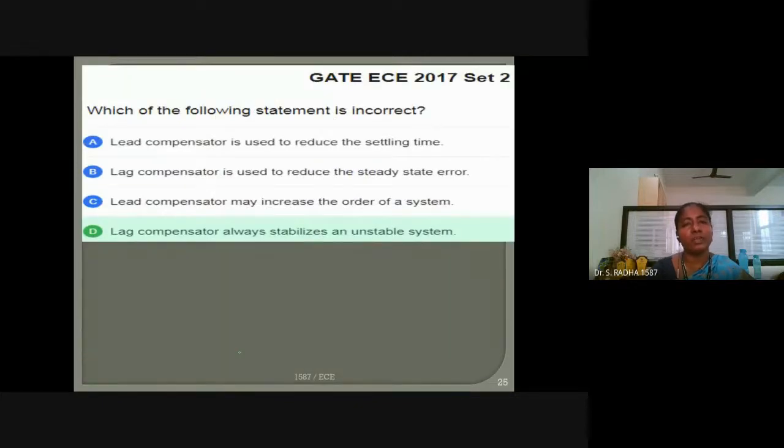Now I am going with a set of questions. This is from the GATE 2017 paper. Which of the following statements is incorrect? Lead compensator will reduce the settling time. Lag is used to reduce the steady state error. Lead may increase the order of the system. Because lead means it is a PD controller, it will not increase the order. Lag will increase the order and type number. The last point, lag compensator always stabilizes an unstable system, is correct.